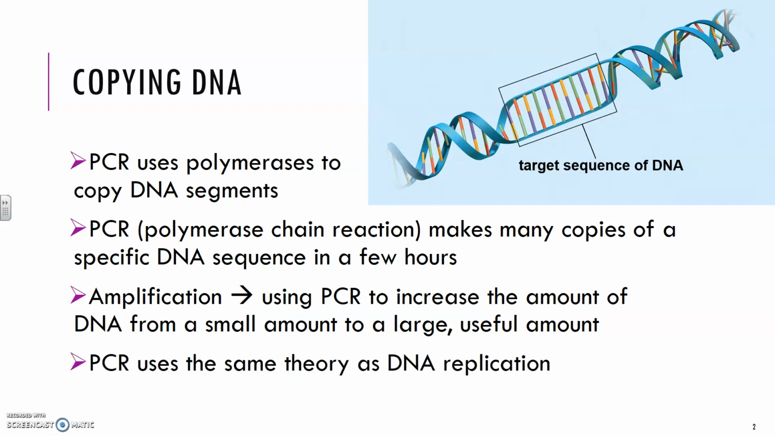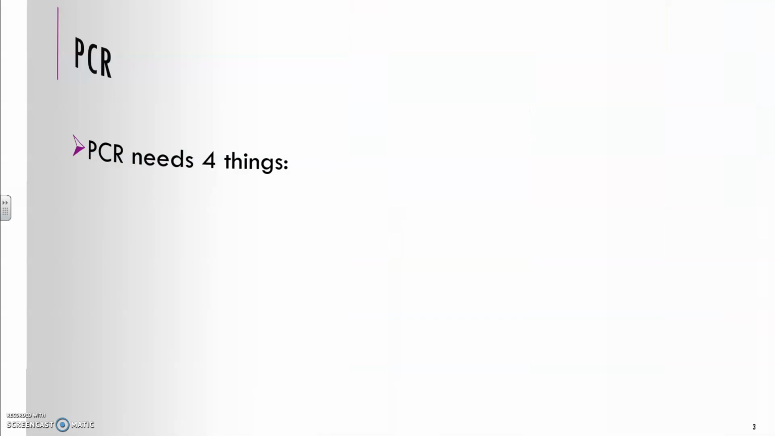So PCR, again, uses the same theory as DNA replication, and it was through studying DNA replication that scientists were able to actually create the process of PCR. So PCR needs four things. It needs the DNA that it's going to copy, okay?